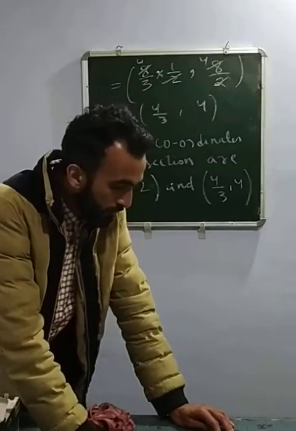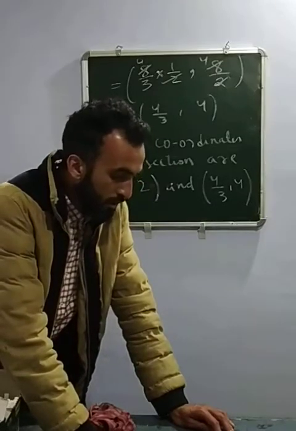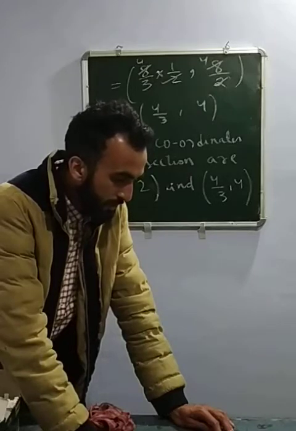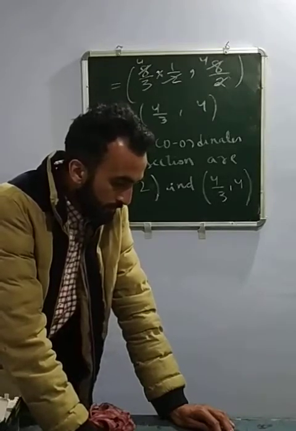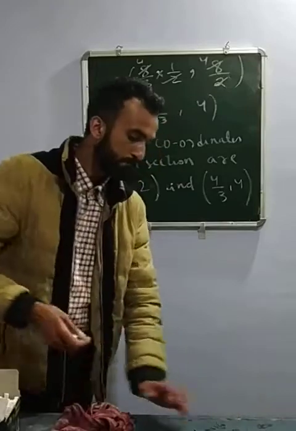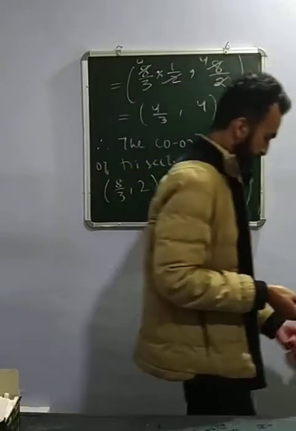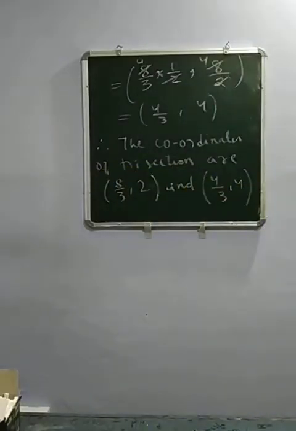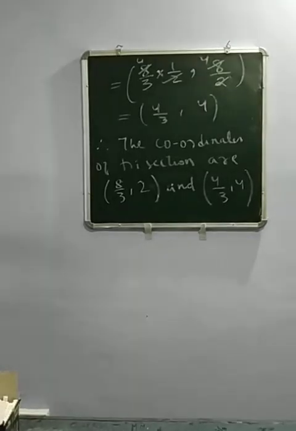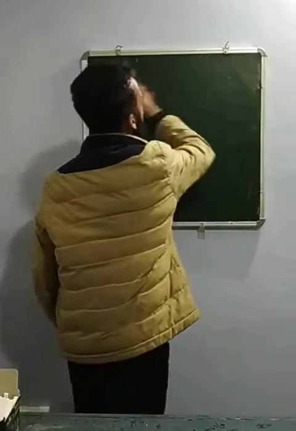You check question number 4. Question number 4 also you will do by yourself. Just check. Find the coordinates of the points of trisection of the line joining the points A and B. Same way you will do. Yes, I will do question number 5. Okay, let me do question number 5.